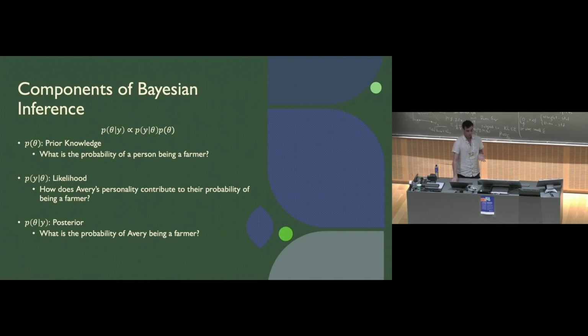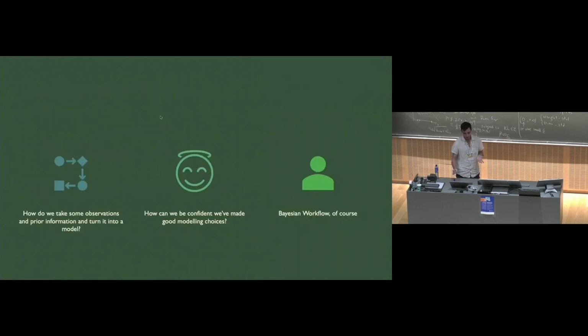But of course, this raises quite a large question. How do we take these observations and some prior knowledge and assumptions and actually turn that into a model? How can we be confident that we've made good choices or the right choices? There's never a right choice in models. There's a very famous quote that all models are wrong, but some are useful. So really, you just want to be able to be confident that you've made good choices, robust, defensible choices. And that's a big focus of this idea of Bayesian workflow.